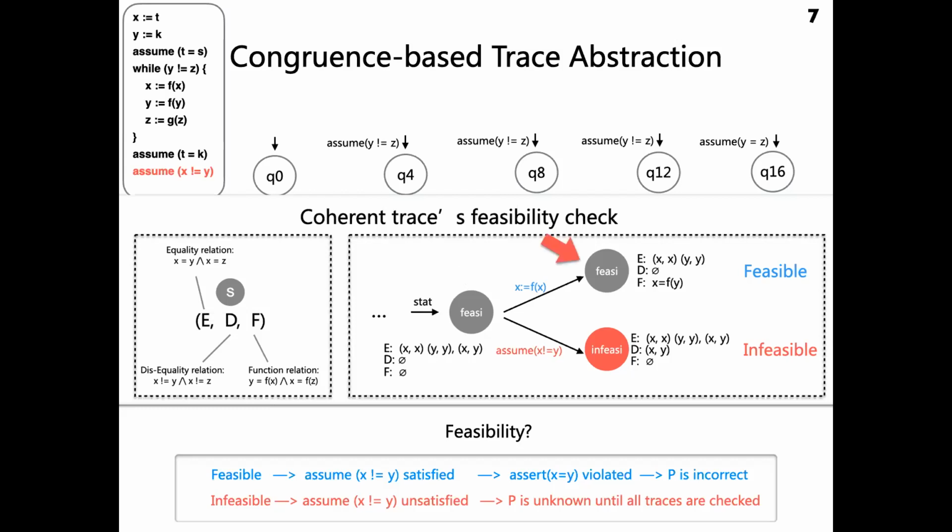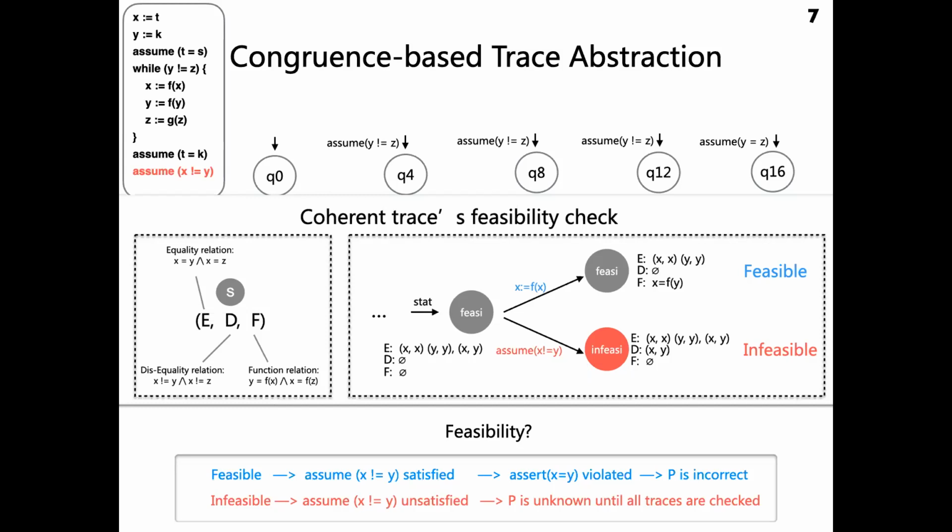Then if we execute the statement x is assigned f of x, the next step is like this: the equality relation between x and y is removed. Instead, we add the function relation between x and y. Then we go back to the last state, and if we execute the statement assume x is not equal to y, then we can find in the next state that both x is equal to y and x is not equal to y hold. There is a conflict, so the trace is infeasible. As we can see, such state transition solves the feasibility checking problem nicely.